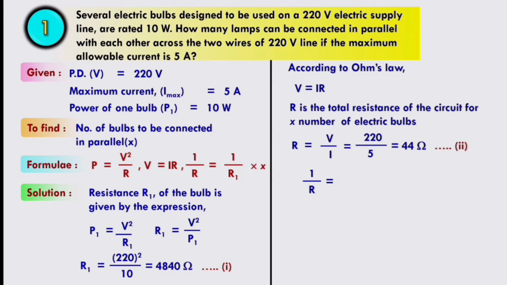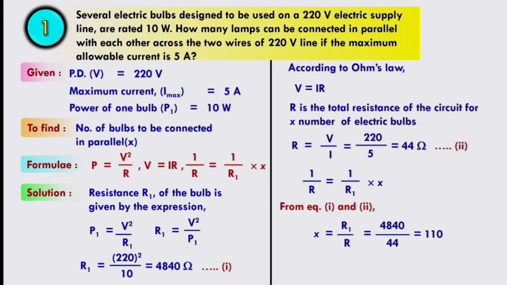Now 1 by R equal to 1 by R1 into X. From here we will find out the value X, and we will put in the values from equation 1 and 2. So X equal to R1 by R. For R1 we know that it is 4840 and for R it is 44. So after calculating it we will get 110. So the answer is 110 electric bulbs are connected in parallel. Easy? Alright. Move to question number 2.